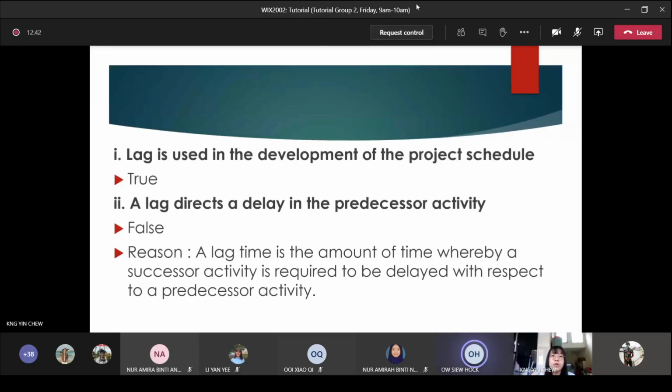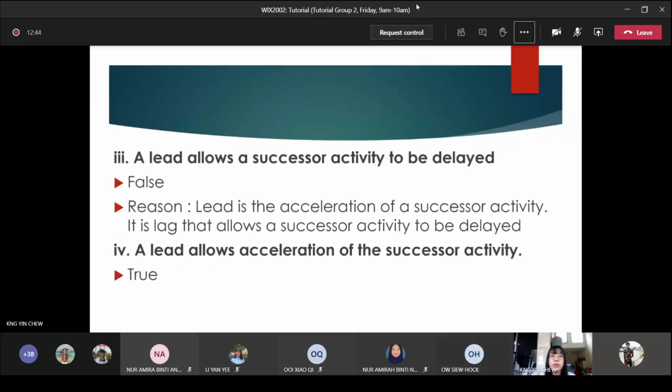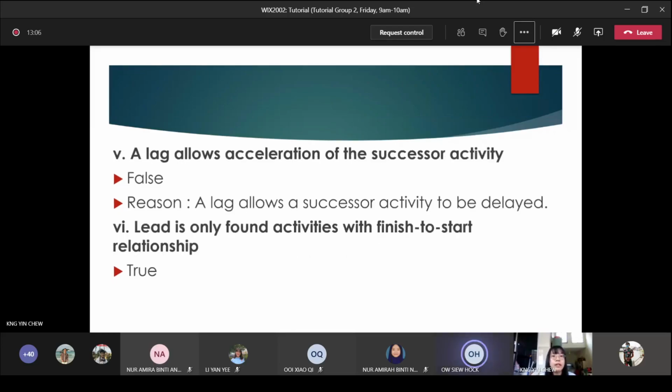3. A lead allows a successor activity to be delayed, which is false. The reason is lead is the acceleration of a successor activity. It is lag that allows a successor activity to be delayed. 4. A lead allows acceleration of the successor activity, which is true. And 5. A lag allows acceleration of the successor activities, which is false. The reason is a lag allows a successor activity to be delayed.